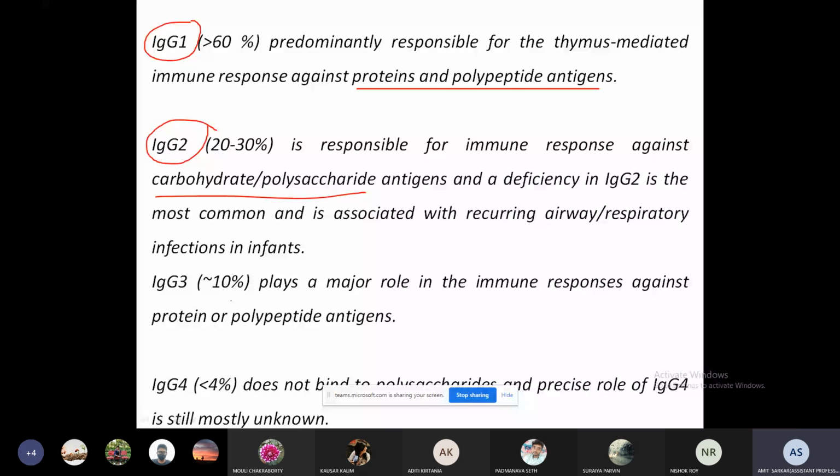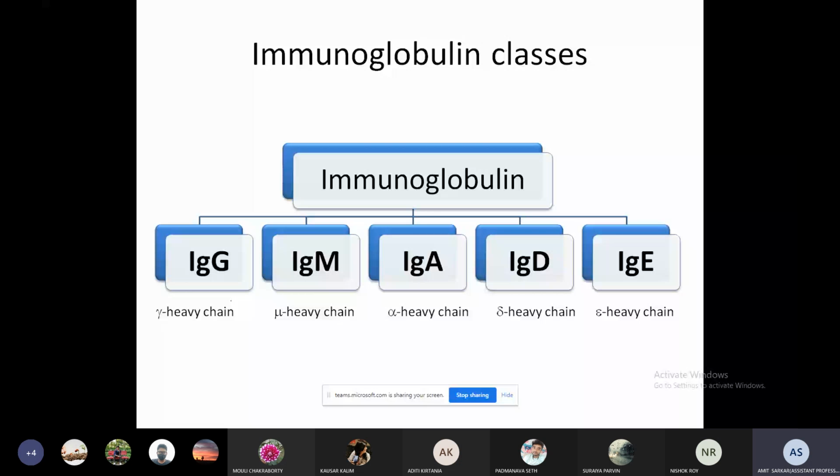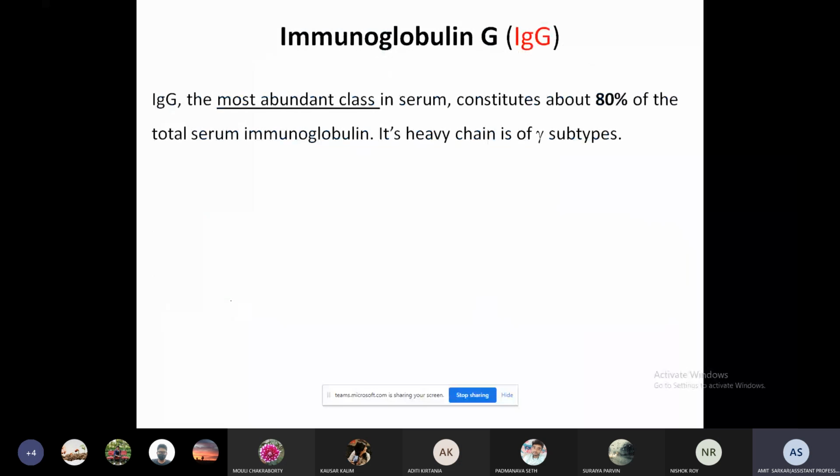So IgG contains 80% of the serum antibody, and IgG1 is 60% of the IgG. If we look into this class and function once again, there are 5 different immunoglobulin classes, G, M, A, D, and E, based on their heavy chain constant region: gamma, mu, alpha, delta, and epsilon type. IgG is the most abundant class. 80% of the serum immunoglobulin is nothing but immunoglobulin G.